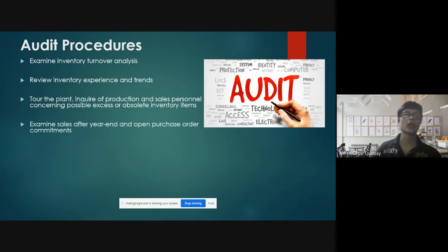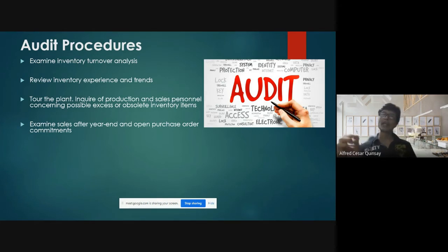Okay, and then next is examine sales after year-end and open purchase order commitments. Ayan. So examine sales pagkatapos ng year-end, and open yung mga purchase orders. So ano ba yung mga commitments na yan? Kasi dito natin makikita yung cut-off. So completeness assertion. So pumasok ba yung dapat na pumasok dito sa taon na to?